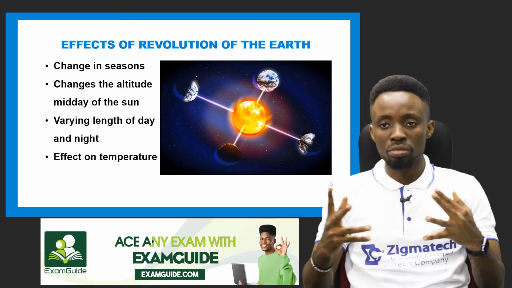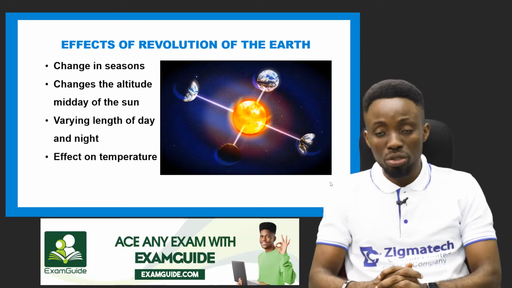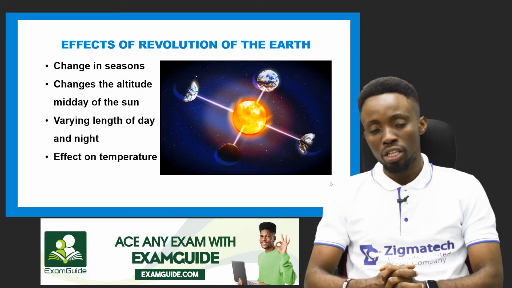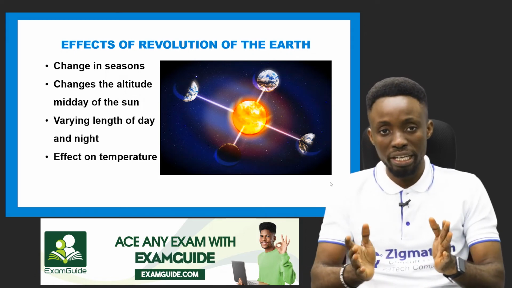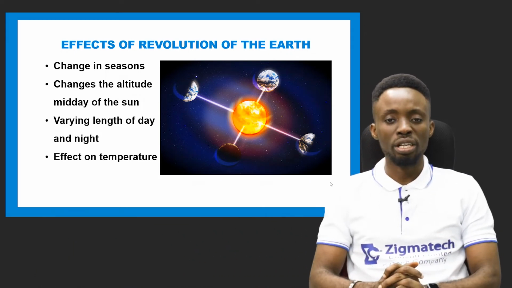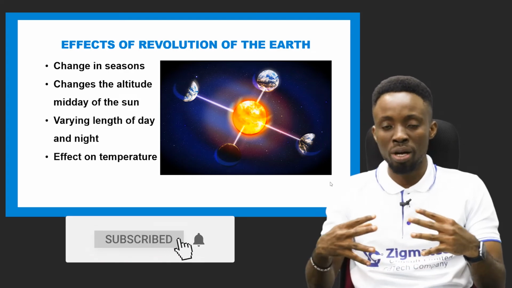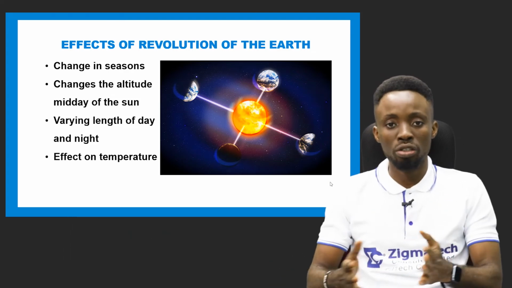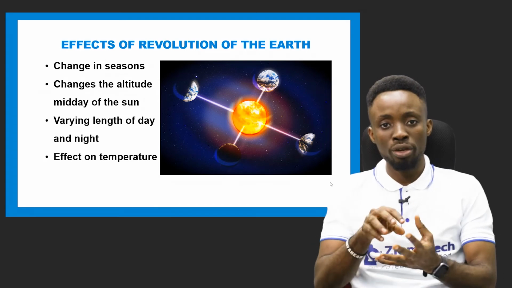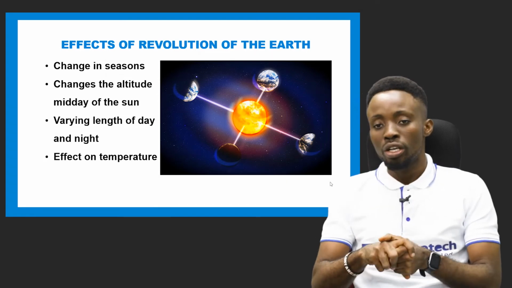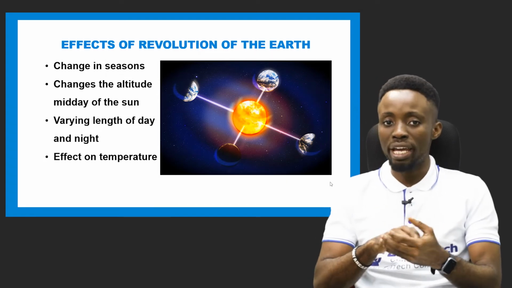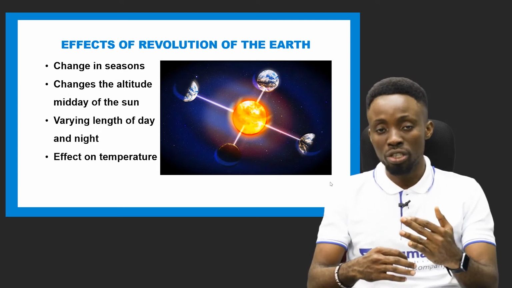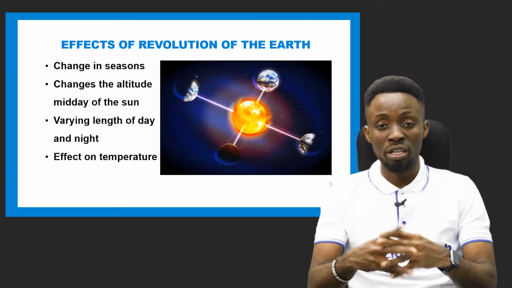The next effect of revolution is the change in the altitude of the midday sun. Now, if you observe the Earth, you discover that different hemispheres of the Earth actually experience different amounts of sunlight, especially during one season or the other. But if we consider the equator, the sun is always overhead at the equator due to its position, when compared to the northern hemisphere and the southern hemisphere.